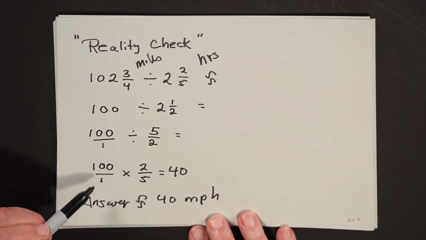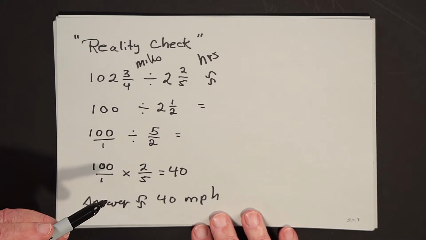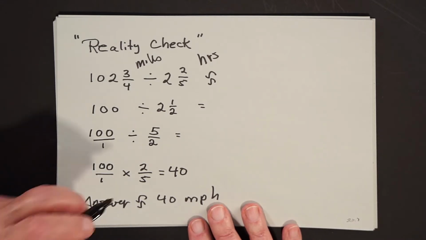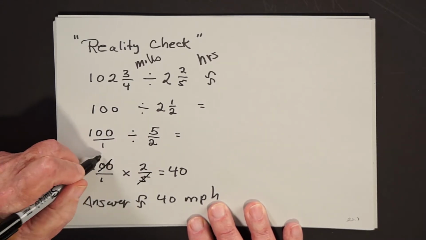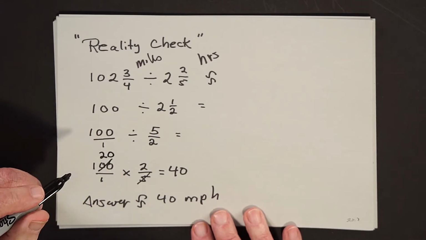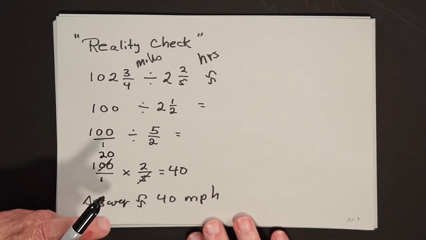100 times 2 is 200. 1 times 5 is 5. 200 divided by 5 is 40, which we also could have got by doing this. So the approximate answer is 40 miles per hour. So before we even start this problem, we know that the answer has to be somewhere in the ballpark of 40 miles per hour. That's a nice thing to know in case you do make a computational mistake.